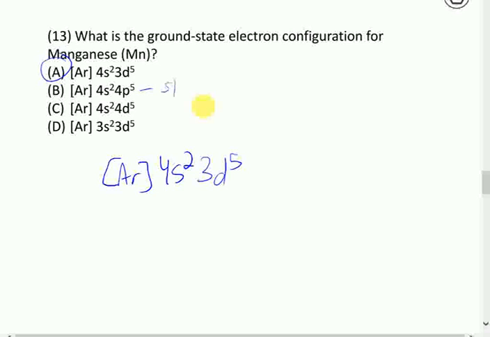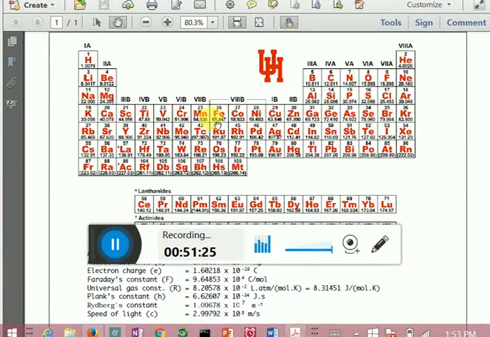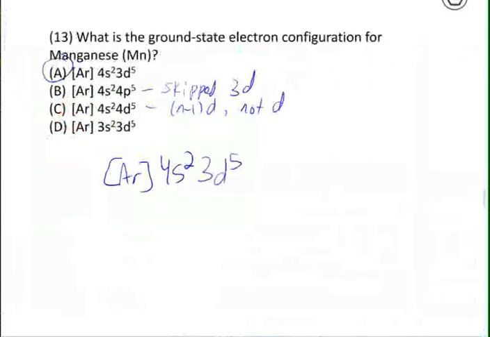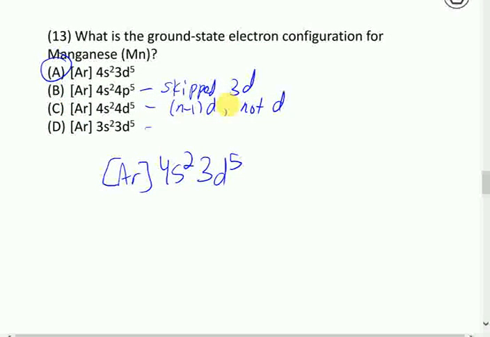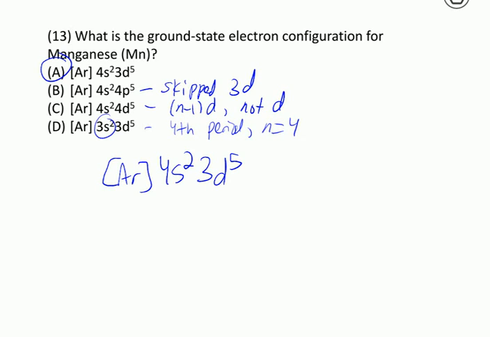So choice B is wrong because we skipped 3d. Choice C is wrong because it's n-1 d. So when we're in the 4th row of the periodic table, which is where manganese is, it's the 3d block, not the 4d block. And then finally, this one is wrong because we're in the 4th period, n equals 4, so it should be 4s2, not 3s2. So those are what's wrong with all of those. But if we just go through the periodic table, we can get this configuration, and that's how we want to do it.